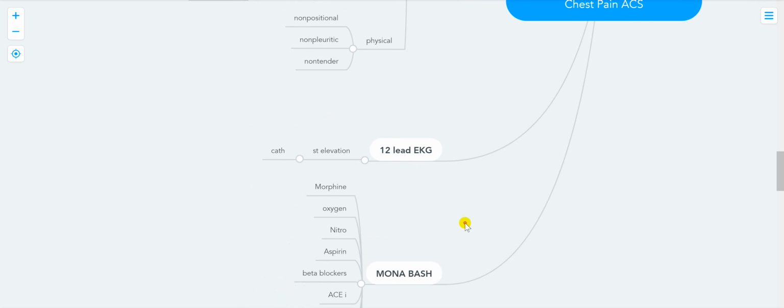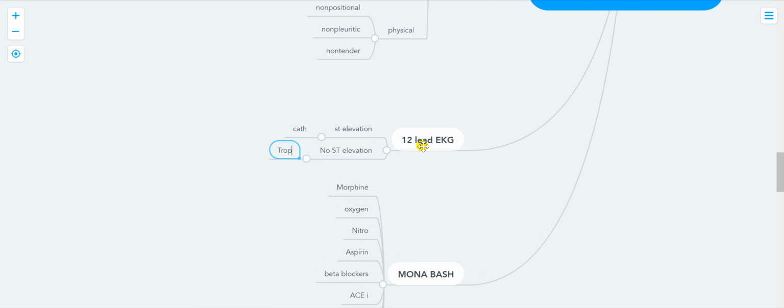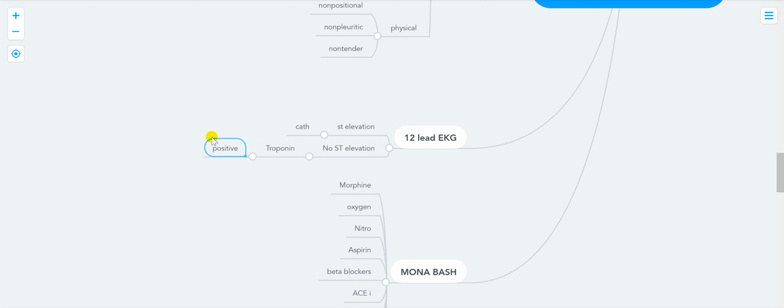Let's say you started all of these, but what is the definitive treatment? With ST elevation on the 12 lead EKG, where do you take him? We'll take him for cath, the PCI. Excellent. What if there's no ST elevation? We start with anticoagulation, and diagnostic wise, you do troponin. What if the troponin is positive? We will go with coronary angiogram. Yes, if positive, you go do the cath.